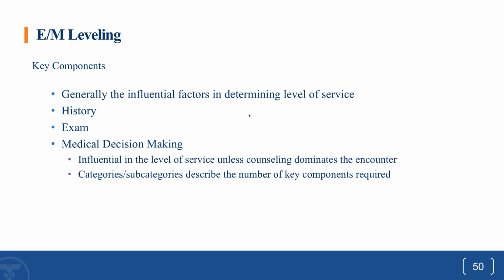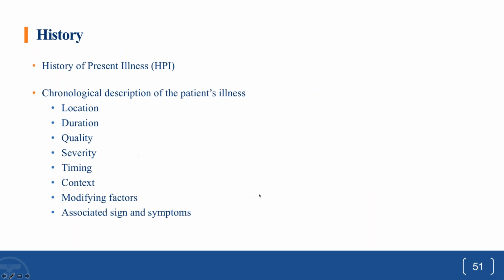And again, you're going to hear it again, key components: history, exam, medical decision making. The medical decision making actually has the most weight, right? Or they call it influential in the level of service, unless we were talking about counseling. Remember, if more than half the service is spent counseling the patient, then we can code that encounter based on time. And so your categories and your subcategories describe the number of the key components that are required.